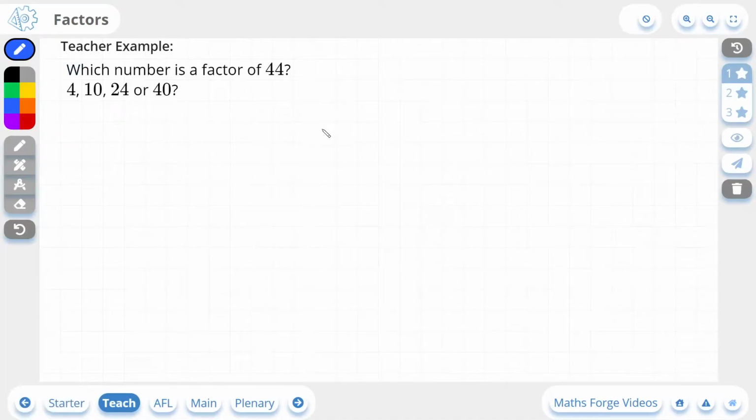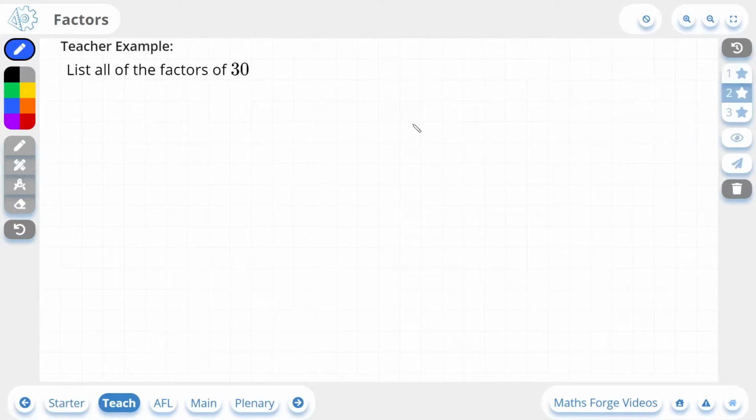We'll do another one-star example. Which number is a factor of 44? So ask yourself, can I multiply any of these numbers by another number to get 44? Well, I can't multiply 10 by anything to get 44, or 24, or 40. The number is 4. You're essentially asking yourself, which numbers can I divide into 44 to get a whole number? And in this case, the answer is 4, because of course, 44 divided by 4 gives us 11, or 4 times 11 gives us 44. So I'm going to go ahead and say that 4 is a factor of 44. And if we check our answer, there it is.